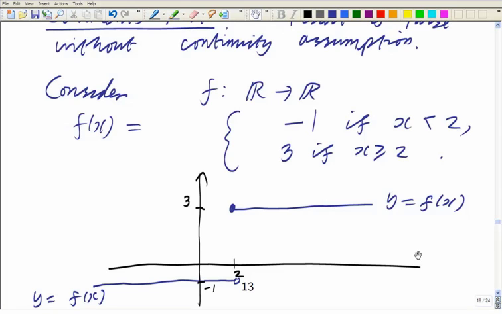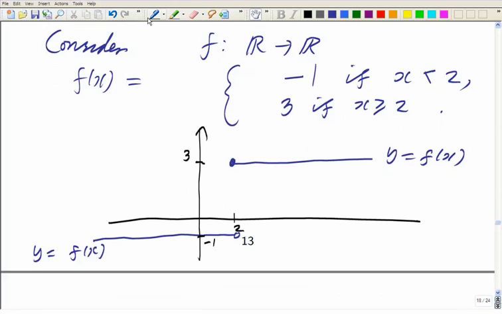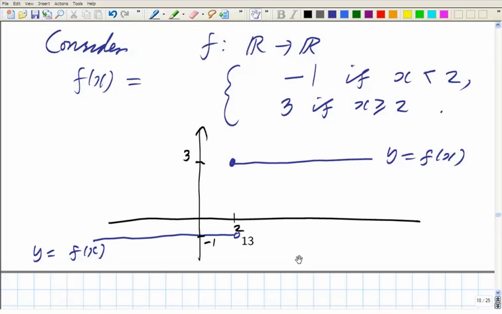Now let's consider the case in the previous lemma where we take a to be the point 2 in the real line.